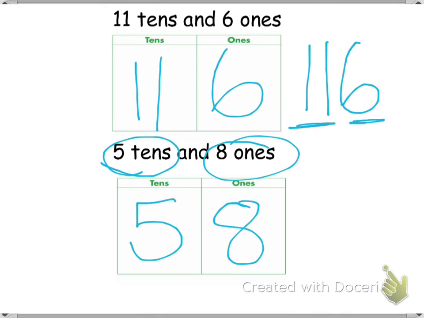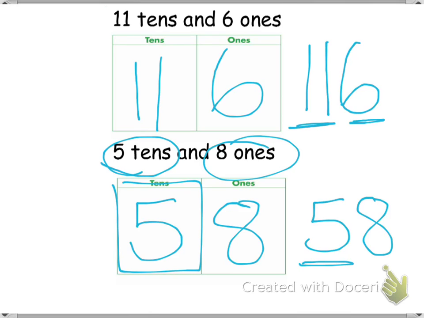Now this one's a little bit easier than the other one because we don't have anything over 9 in the tens place or in the ones place. So we can take it out and look at this one as well. 5 tens, 8 ones is 58. Because we know that the 5 tens is in the tens place, just right here, and then the 8 ones is right here. So we know that 5 tens, 8 ones is 58.